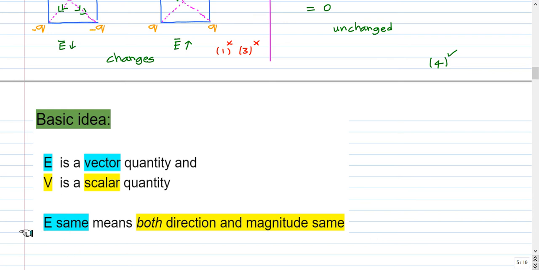The basic idea is the electric field is a vector quantity and potential is a scalar quantity. So for electric field to be the same, both the direction and the magnitude have to be the same.